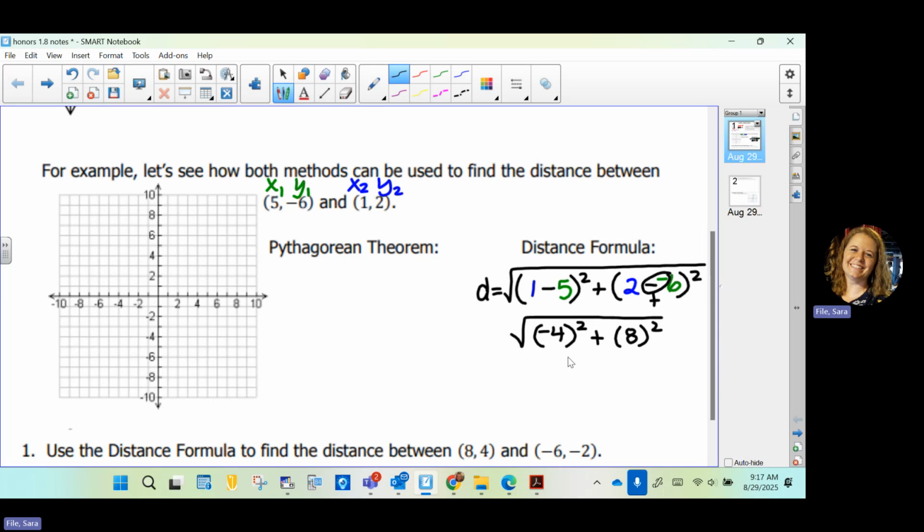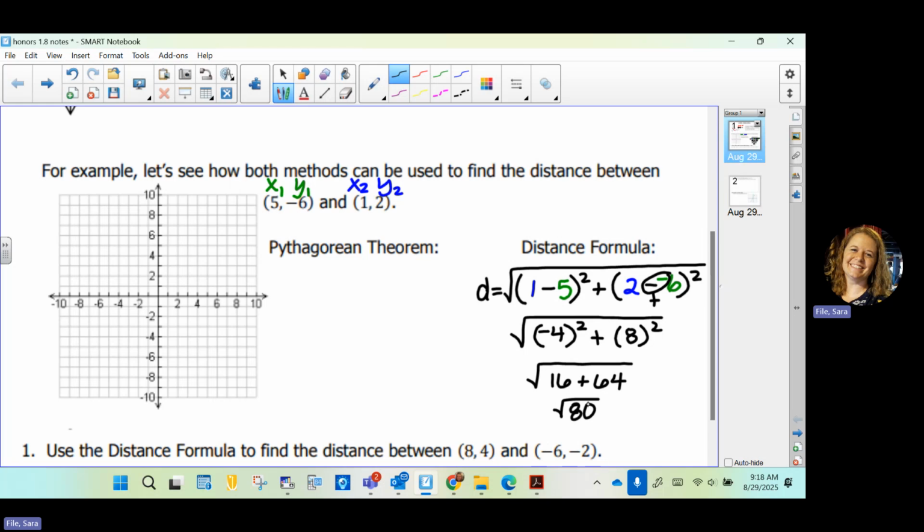Now if you are typing this in the calculator, that's why the parentheses are very, very important. If you don't put the parentheses, it won't square the negative. It would only square the 4, and it would keep the negative. So be careful with that. So that is 16 and 64, which is 80.